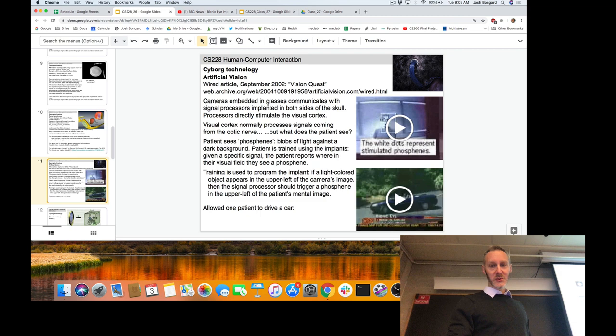In this particular case, again, cameras embedded in the glasses are capturing signals typically from where the eye would capture them, sending them directly into visual cortex. What exactly does the patient see? For most patients that have had this surgery, they see phosphenes. So if you're ever out on a bright day and you close your eyes, you see those sort of blobs that are floating around on the back of your eyelids. That's what most people report seeing.